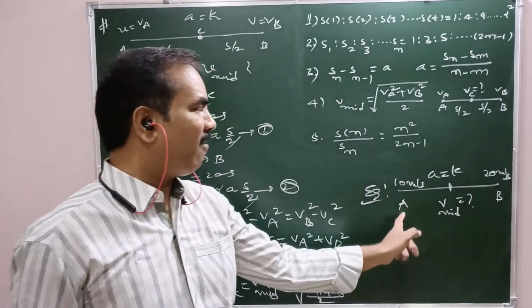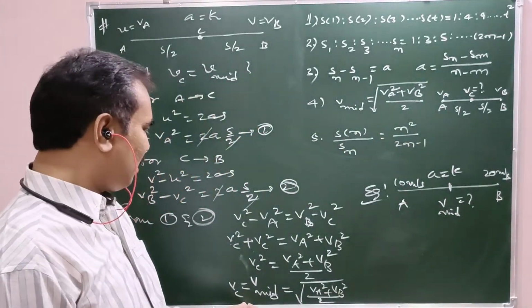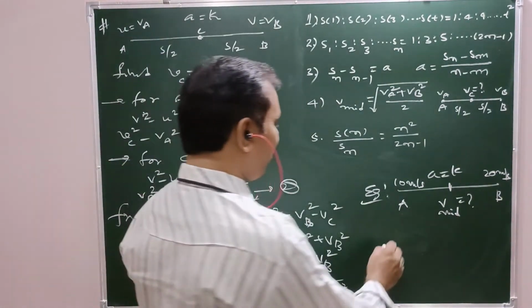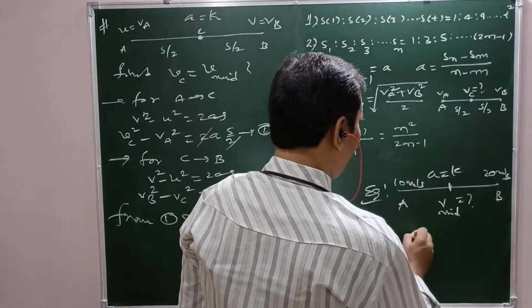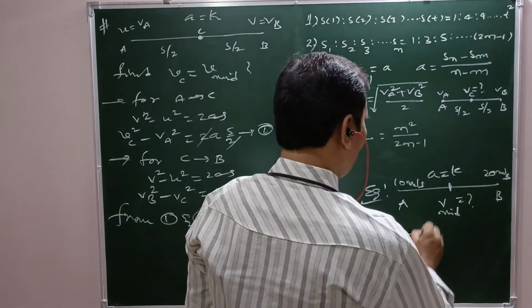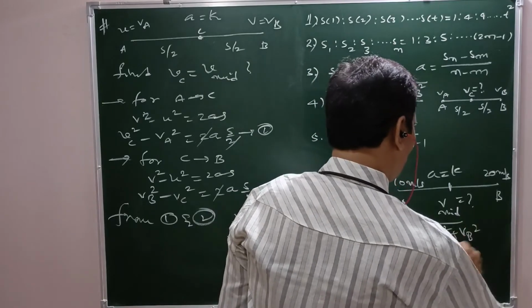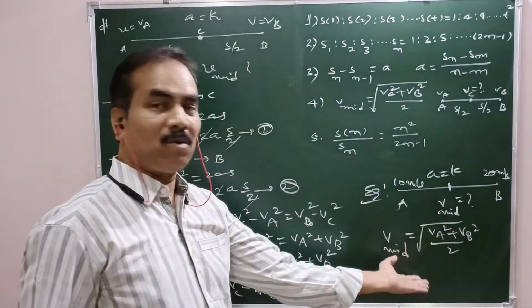Find velocity at midway of A and B. Now see this result. V midway equal root over (VA square plus VB square) by 2. So V mid equal to root over (VA square plus VB square by 2).